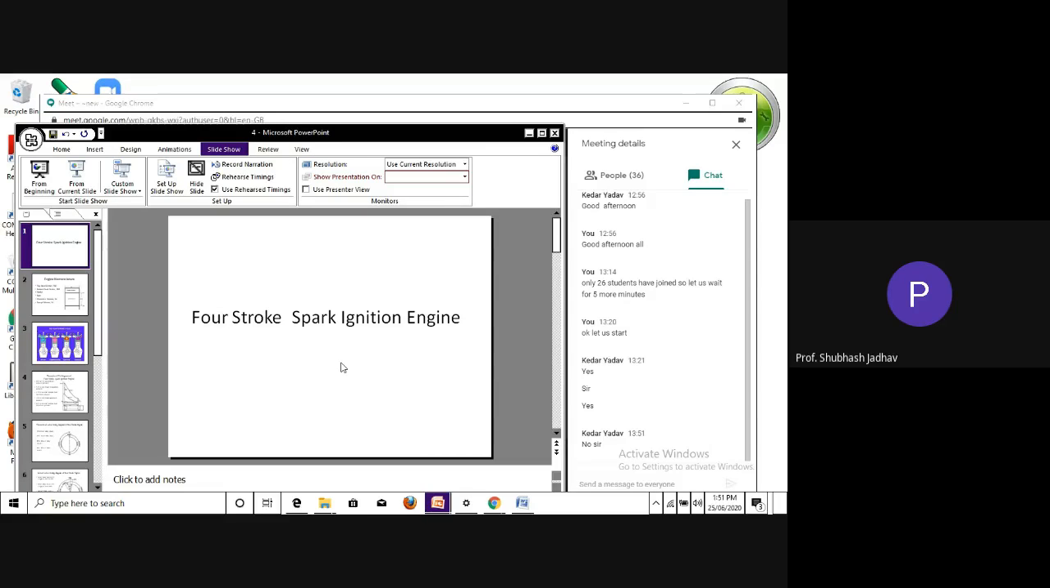No doubts? Okay, Kedar is saying no doubt. So I presume that nobody is having a doubt. Everybody is clear with the concept of working of a two-stroke engine. Still, if anybody has a doubt, please unmute yourself, stop me and ask the question. Okay, so now let us move ahead.